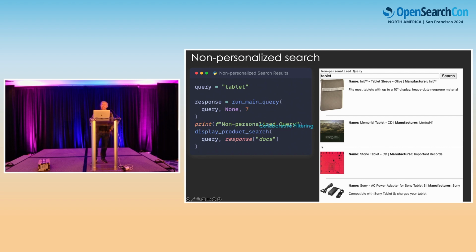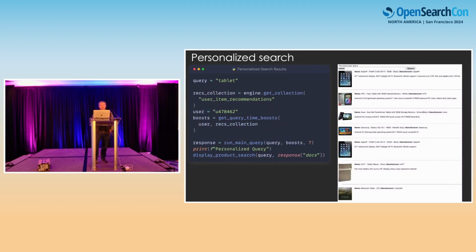When you try to take that concept and apply it to their searches, however, not just recommendations, but also influencing the results that are coming back, now you've got, for a non-personalized query, this list of results. So if someone searches for tablet, in my search engine, this is just a lexical matching BM25-based OpenSearch out-of-the-box implementation. I get this, which is a list of tablet sleeves, a CD from Memorial tablet, Stone tablet like these, and some chargers for tablets. Obviously not what I'm looking for. They do match the text, but these are bad results.